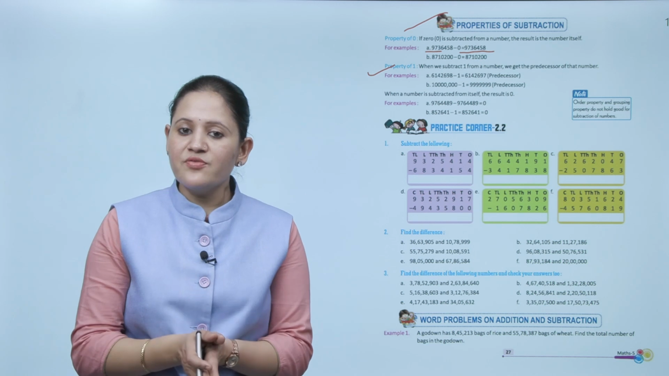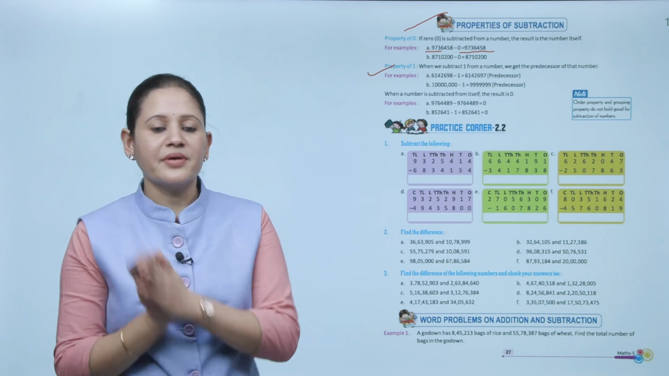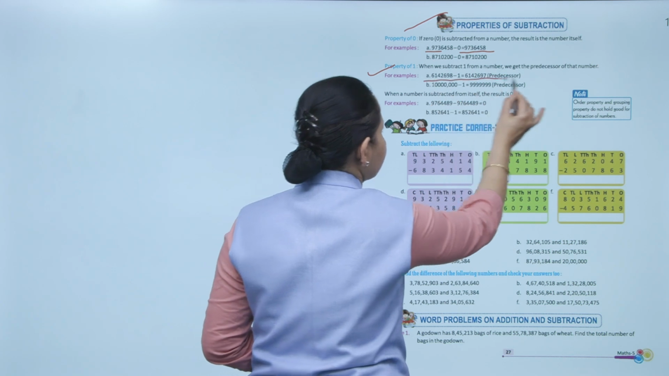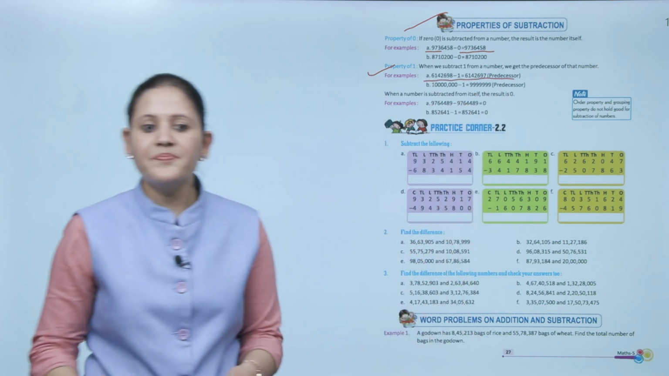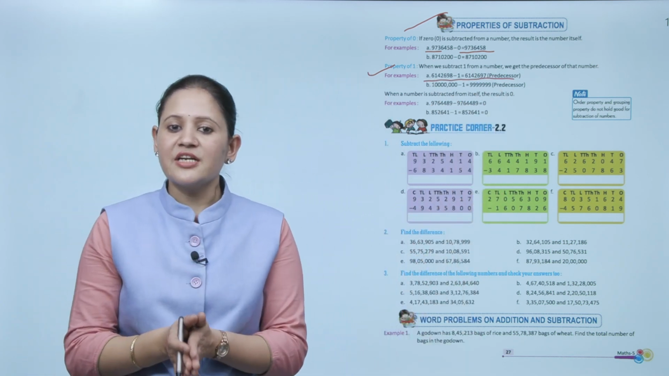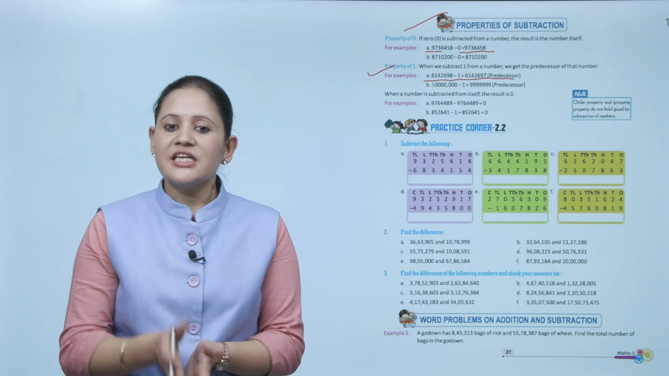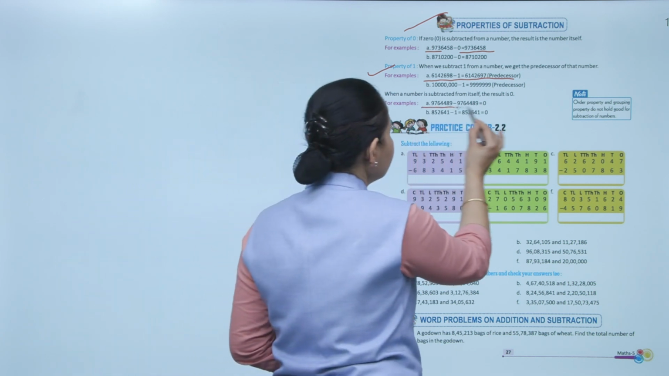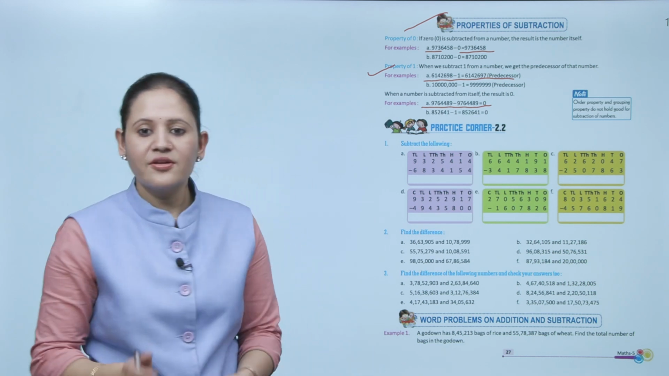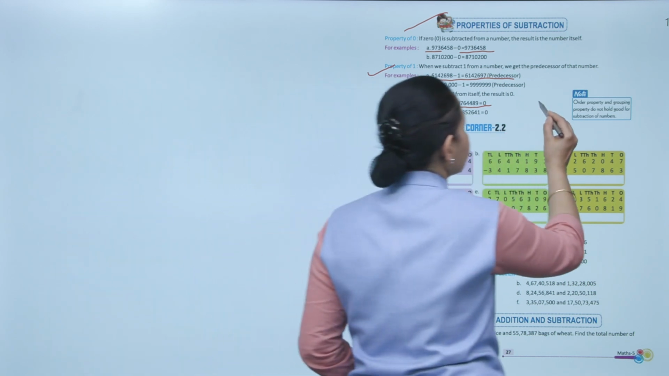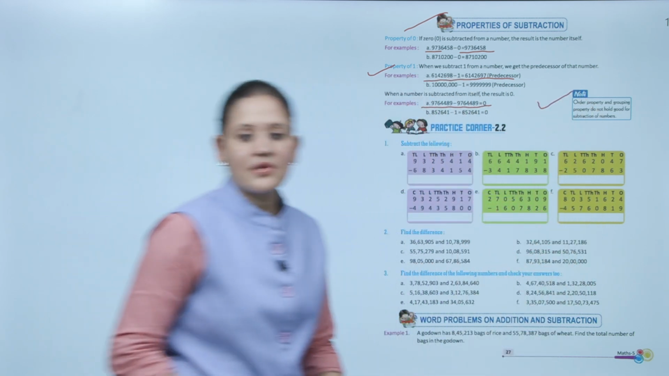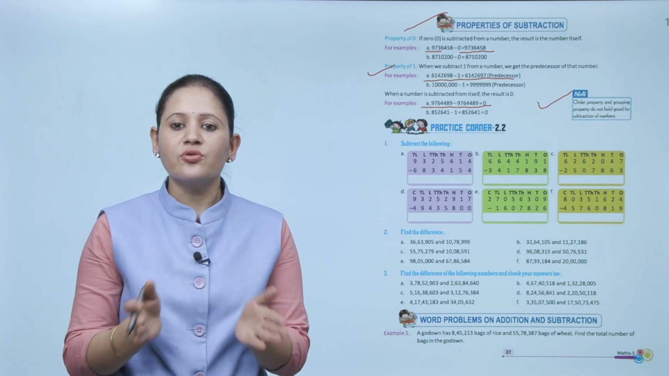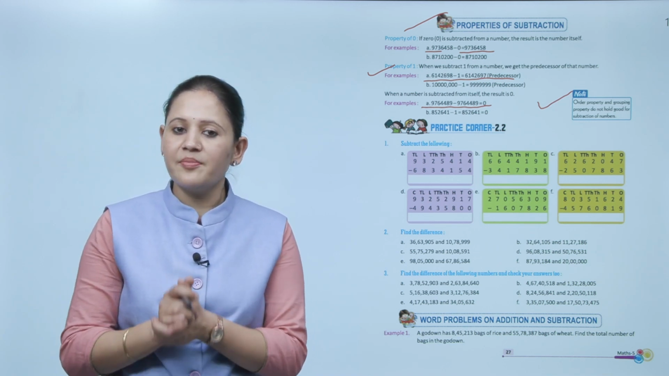When we subtract 1 from the number, we get the predecessor of the number. If we subtract 1 from the given number, we will get its predecessor. Like this. Clear? When a number is subtracted from itself, the result is 0. If we subtract the same number from any number, we will get result 0. Clear? Note. Order property and grouping property do not hold good for the subtraction of numbers.